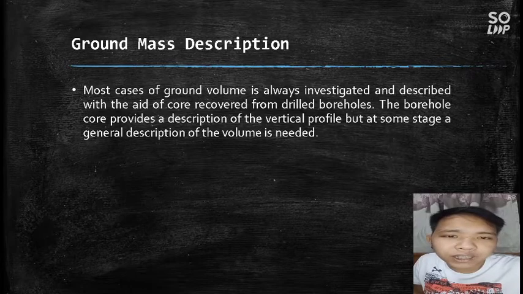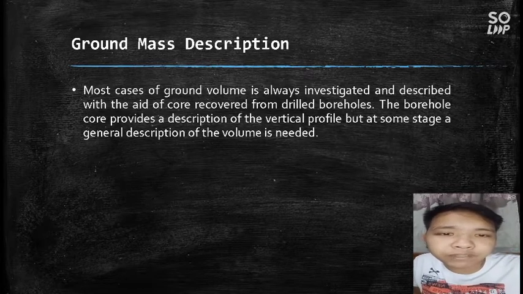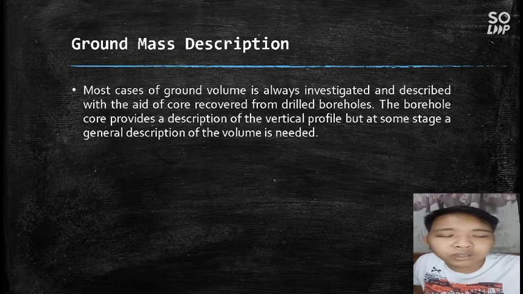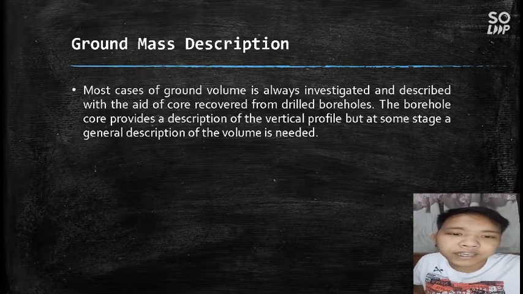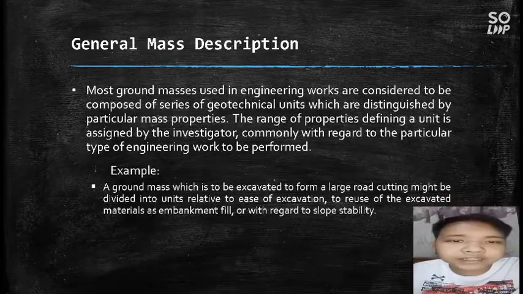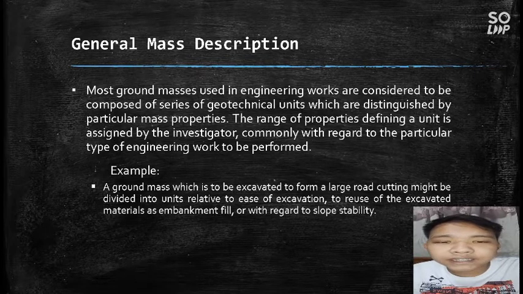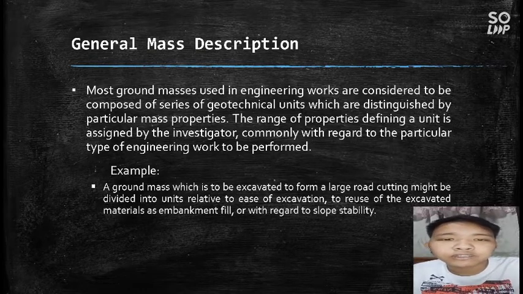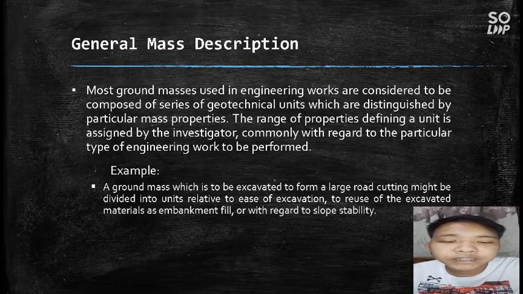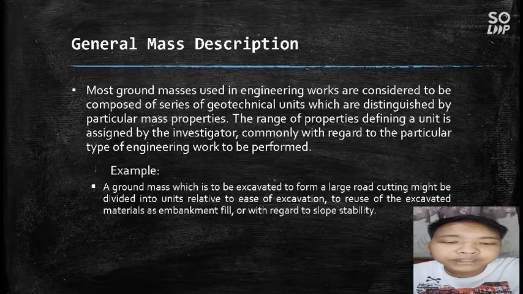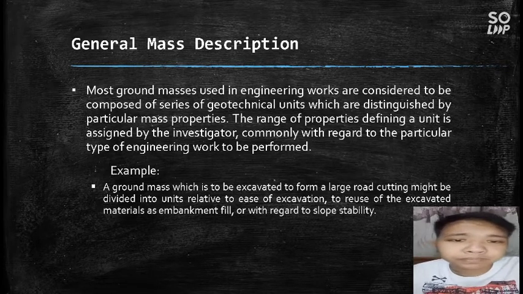That is why you use cores excavated from drills or drilled boreholes. Next is the general mass description. Most ground masses used in engineering works are considered to be composed of a series of geotechnical units which are distinguished by particular mass properties. The range of properties defining a unit is assigned by the investigator, commonly with regard to the particular type of engineering work to be performed.